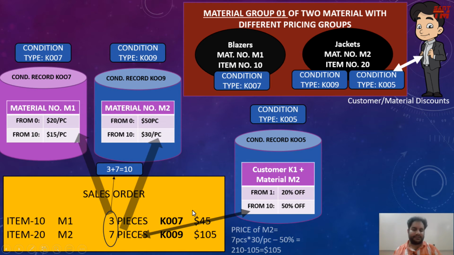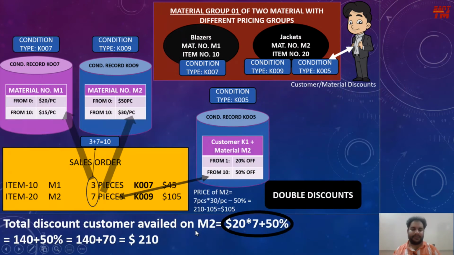Here is the calculation. See, price of M2 is 7 into $30 per piece minus 50%. Minus 50% is coming from condition type K005. So 210 minus 105, that is $105. So this is how the customer is getting double discounts. One discount is $20 per piece here. If the customer does not buy a total of 10 pieces, then the jackets would be charged at $50 per piece, but the customer is getting it at $30 per piece because total order quantity is 10.